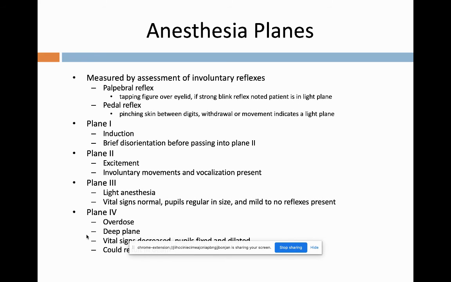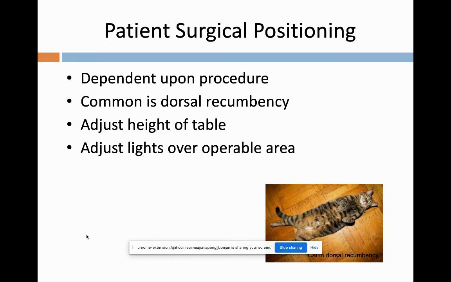In plane 3, the patient is under the effects of light anesthesia. The vital signs are normal, the pupils regular in size, and there's mild to no reflexes present. Plane 4 would be a situation of overdose or a deep plane of anesthesia, and may result in a decrease in vital signs and other processes of the body.